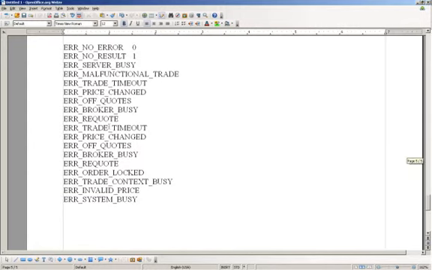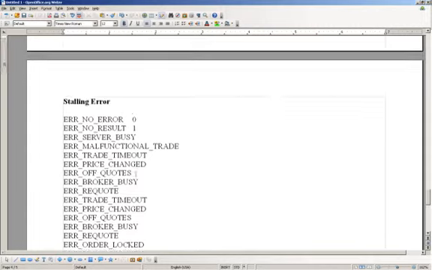So this is the whole list. Broker busy, we don't stop. We stall. We just wait. We keep retrying every so many seconds. I think it's 1,000, 1 second. It waits and then retries. It gives you a requote, a trade timeout, price changed. Any of these things, it stalls the system.